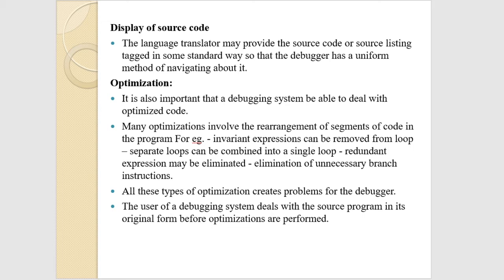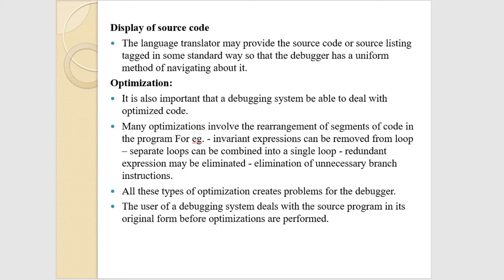Then the next point is optimization. Optimization means minimizing the code. The code may be lengthy, it can be reduced. Many optimizations involve rearrangement of code in the program. For example, invariant expressions can be removed from the loop, and separate loops can be combined into a single loop. The next is redundant expression, which means repeated expressions may be eliminated, and the elimination of unnecessary branch instructions.